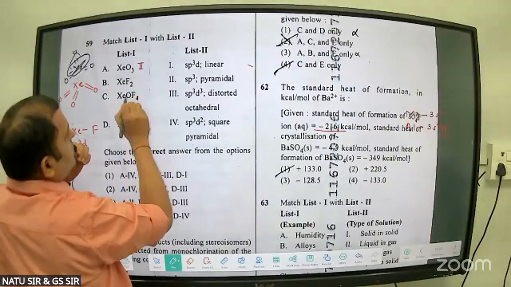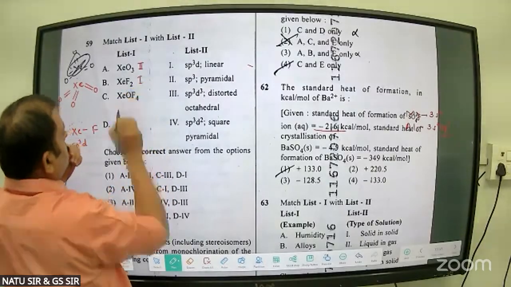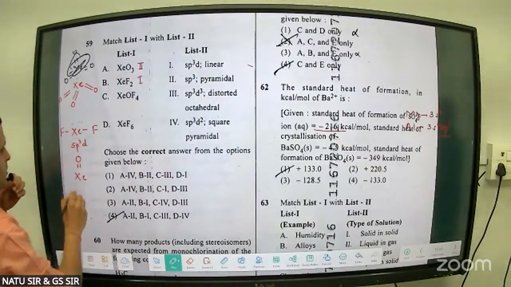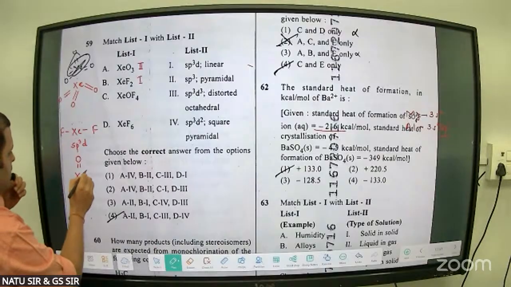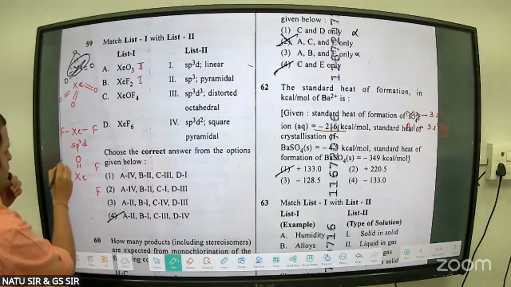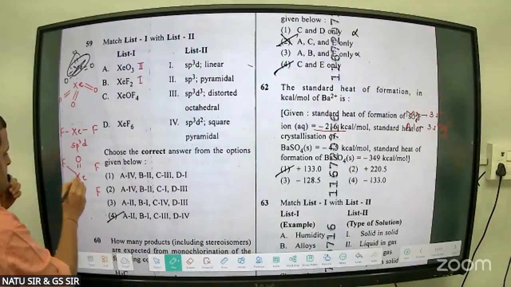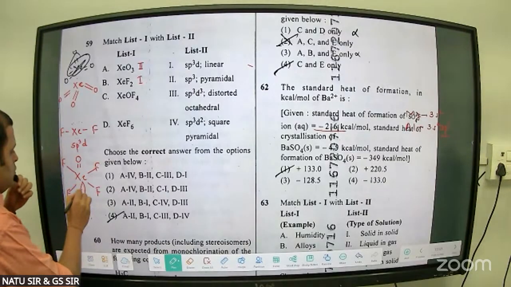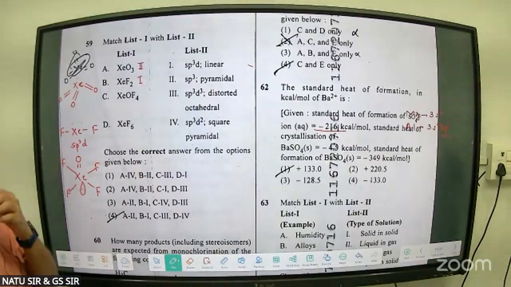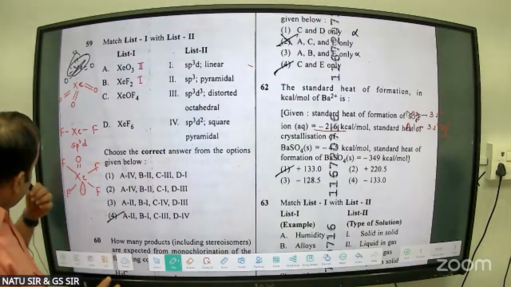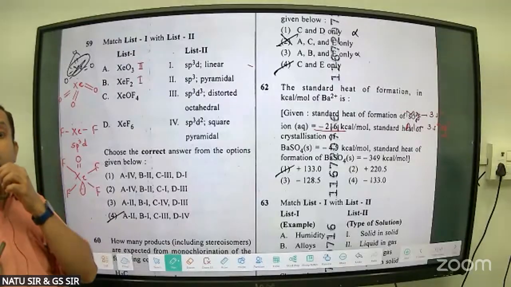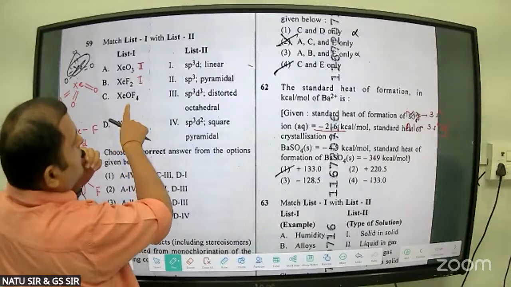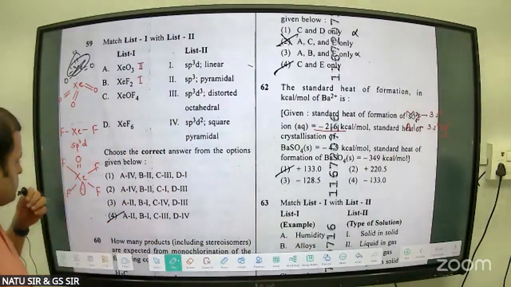sp3D and linear. So it is first. HCOF4, HC double bond O, and then there are 4 fluorine atoms in single bond, and there is one lone pair also. So in total, there are 5 sigma bonds and one lone pair. So total 6 hybrid orbitals are required. So hybridization will be sp3d2.